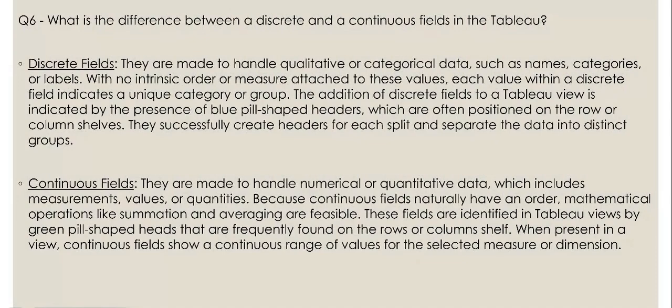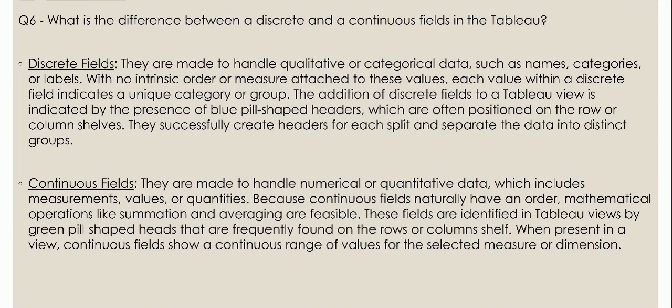Q6. What is the difference between discrete and continuous fields in Tableau? Discrete fields. They are made to handle qualitative or categorical data, such as names, categories, or labels. With no intrinsic order or measure attached to these values, each value within a discrete field indicates a unique category or group. The addition of discrete fields to a Tableau view is indicated by the presence of blue pill-shaped headers, which are often positioned on the row or column shelves. They successfully create headers for each split and separate the data into distinct groups.